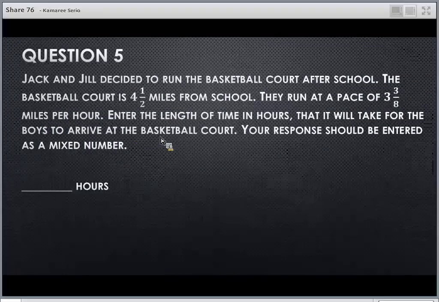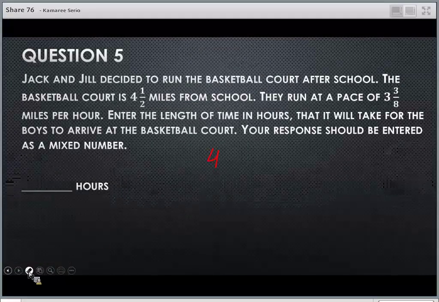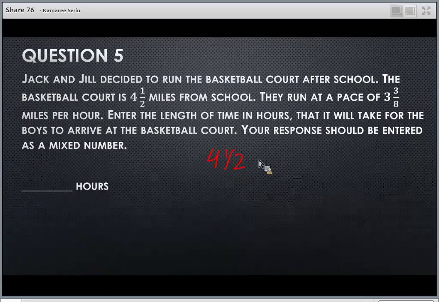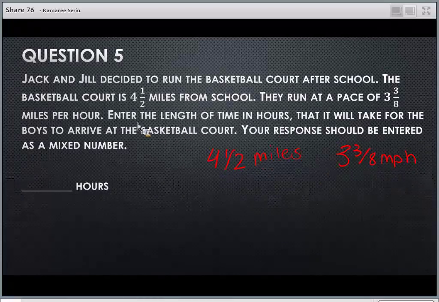All right, so Jack and Jill decide to run to a basketball court after school. The basketball court is 4, whoops. I wish I could control Z, I can't. I have to come over here to the eraser every time. Is 4.5 miles from school. They run at a pace of 3 3/8 miles per hour. Enter the length of time in hours that it will take for them to arrive at the basketball court.